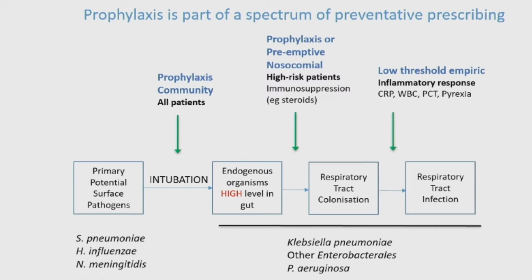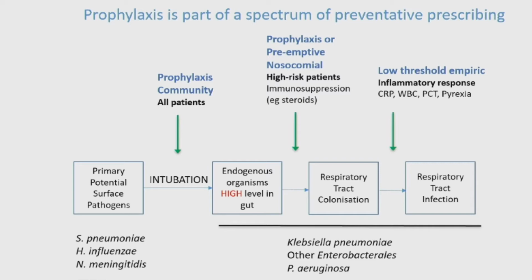Now, the next is when you actually have some inflammatory response seen, and this is called a low threshold empirical. So here you do not really have a clear-cut sign that the patient definitively has a nosocomial infection. You have some inflammatory mediators which suggest that there is a possibility of a respiratory infection. Now, these indicators may be CRP, raised WBC count, procalcitonin, or fever. And in terms of gram positive, Staphylococcus aureus is something which can be causing infection at any of these levels.